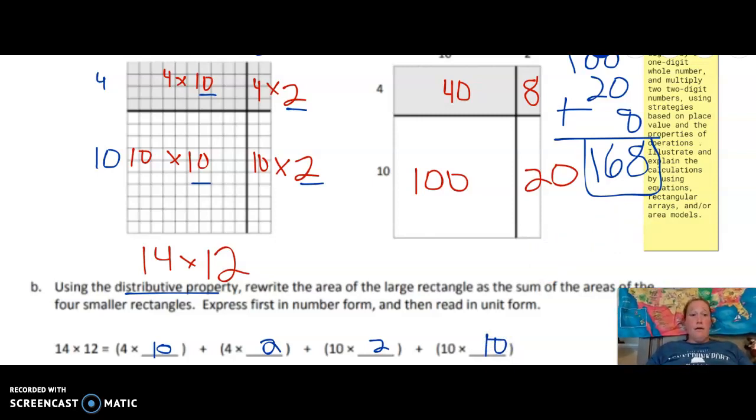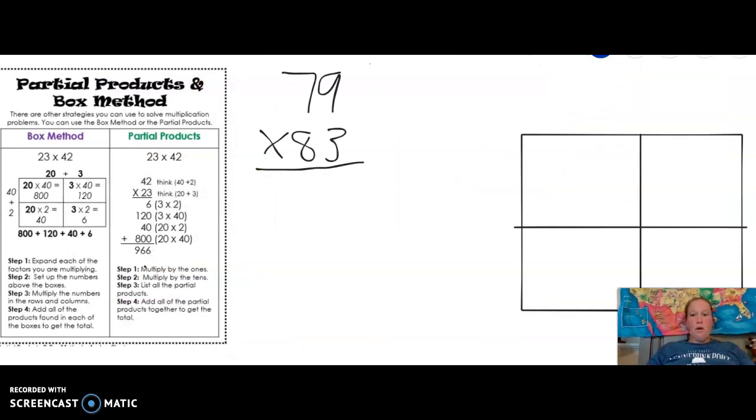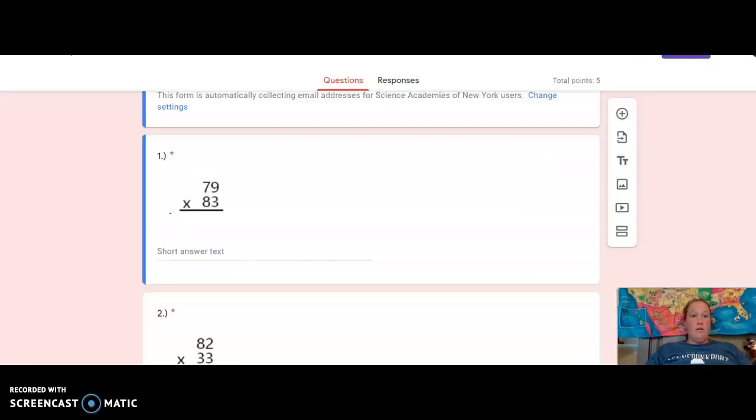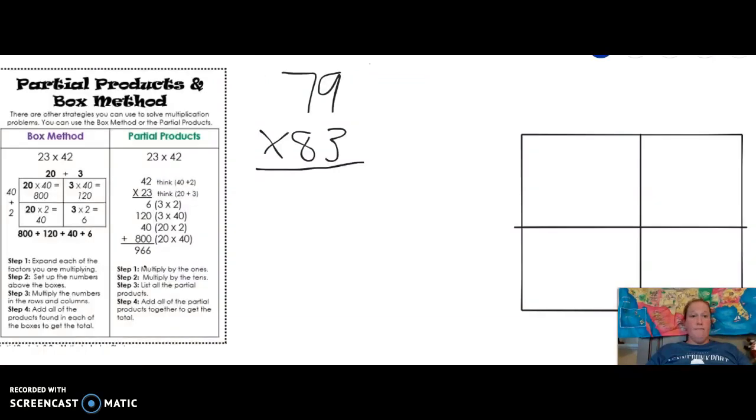Okay, I'm going to show you something else. Here we go. This is something that I think is the easiest way to do it, using the box method and partial products. So it is that area model, but we're just going to do it in a box and find each partial product and add them up at the end. Okay, so let's try this one. And if you notice, 79 times 83, that's your first question on your exit ticket. There's your freebie.